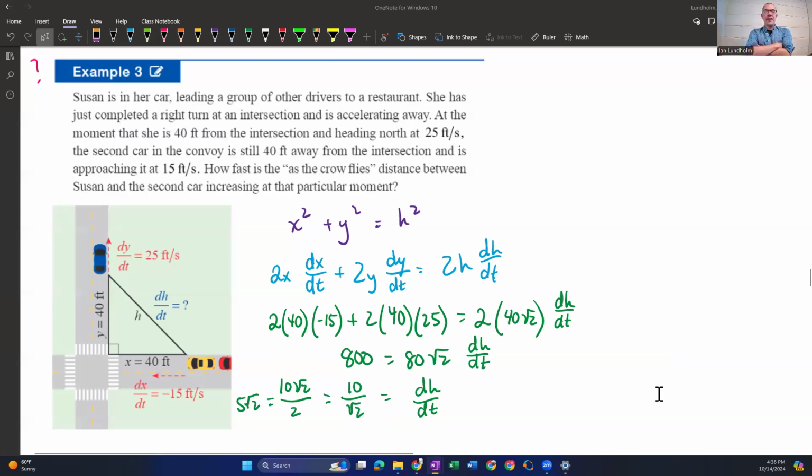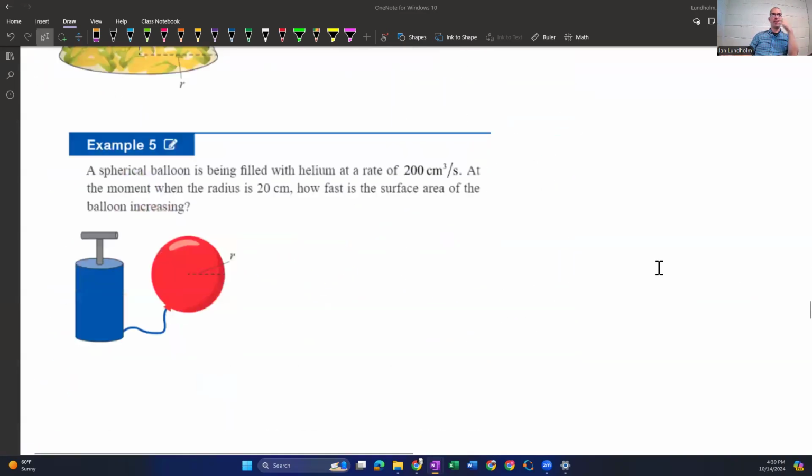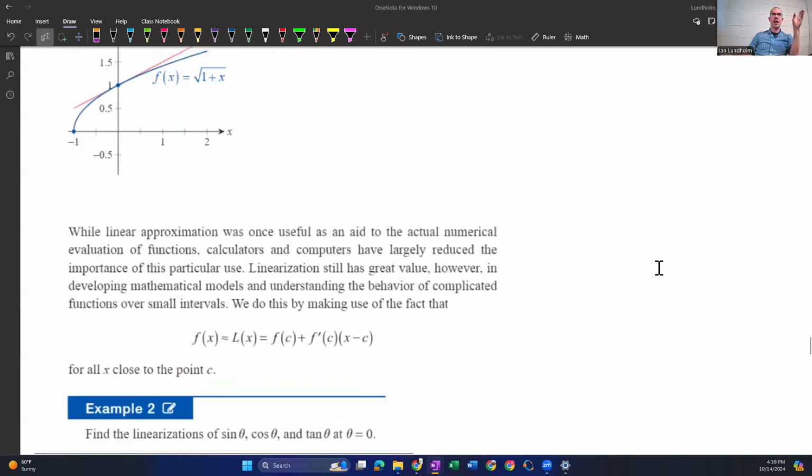And so that is the rate of change of the hypotenuse. And this worked out to be a positive number, so the hypotenuse is increasing. That tells us how fast the hypotenuse is changing as both of those side lengths are changing. So, super cool.